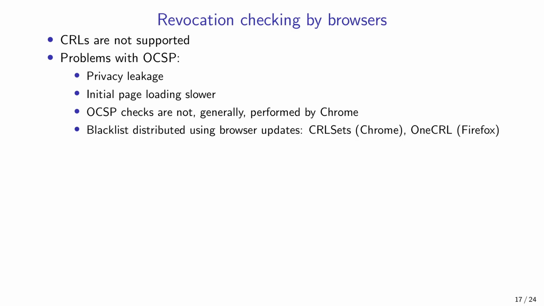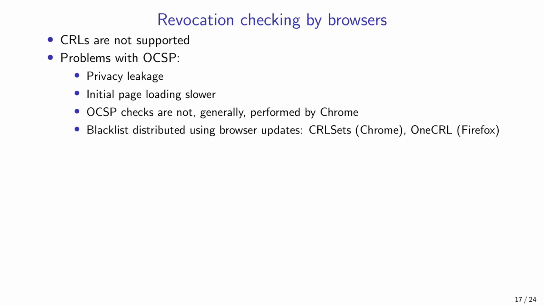As the main revocation mechanism, browsers rely on a blacklist distributed using browser updates, so-called CRL sets in Chrome and one CRL in Firefox. These lists contain revoked CA certificates and some high-impact end entity certificates. So this mechanism works well to revoke root CA certificates, but is not able to revoke all revoked end-user certificates. In addition to this mechanism, Mozilla Firefox performs OCSP checks for end entity certificates. To check CA certificates, OCSP is not used.